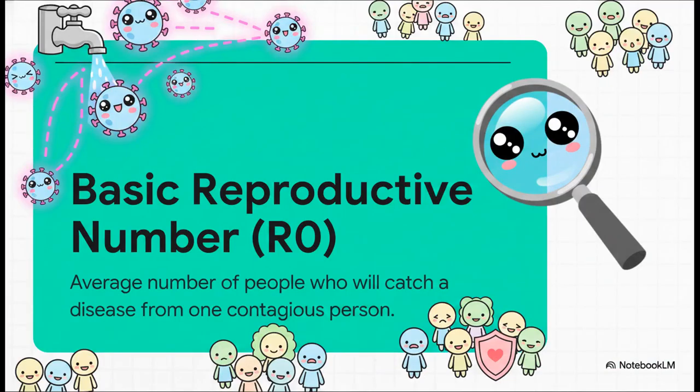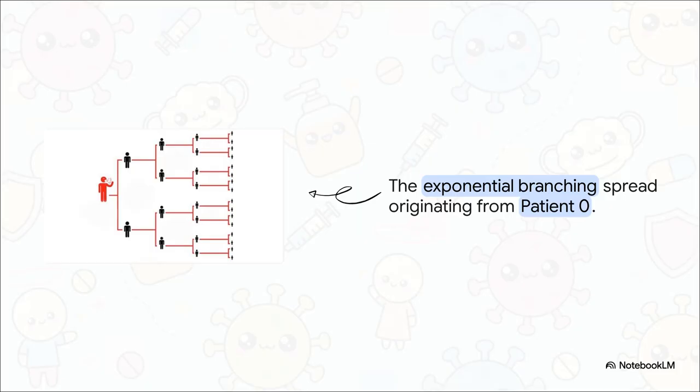So naturally, the biggest question is just how fast is that faucet running? That's where we get to the basic reproductive number, or as you've probably heard it called, R naught. This is simply the average number of people who will catch a disease from just one contagious person. But keep in mind, this model makes one huge assumption. It assumes a completely susceptible population. That means absolutely zero previous immunity. Nobody has antibodies yet. And the math here gets pretty terrifying pretty fast. It all starts with a single patient zero, creating this exponential branching network of infections.